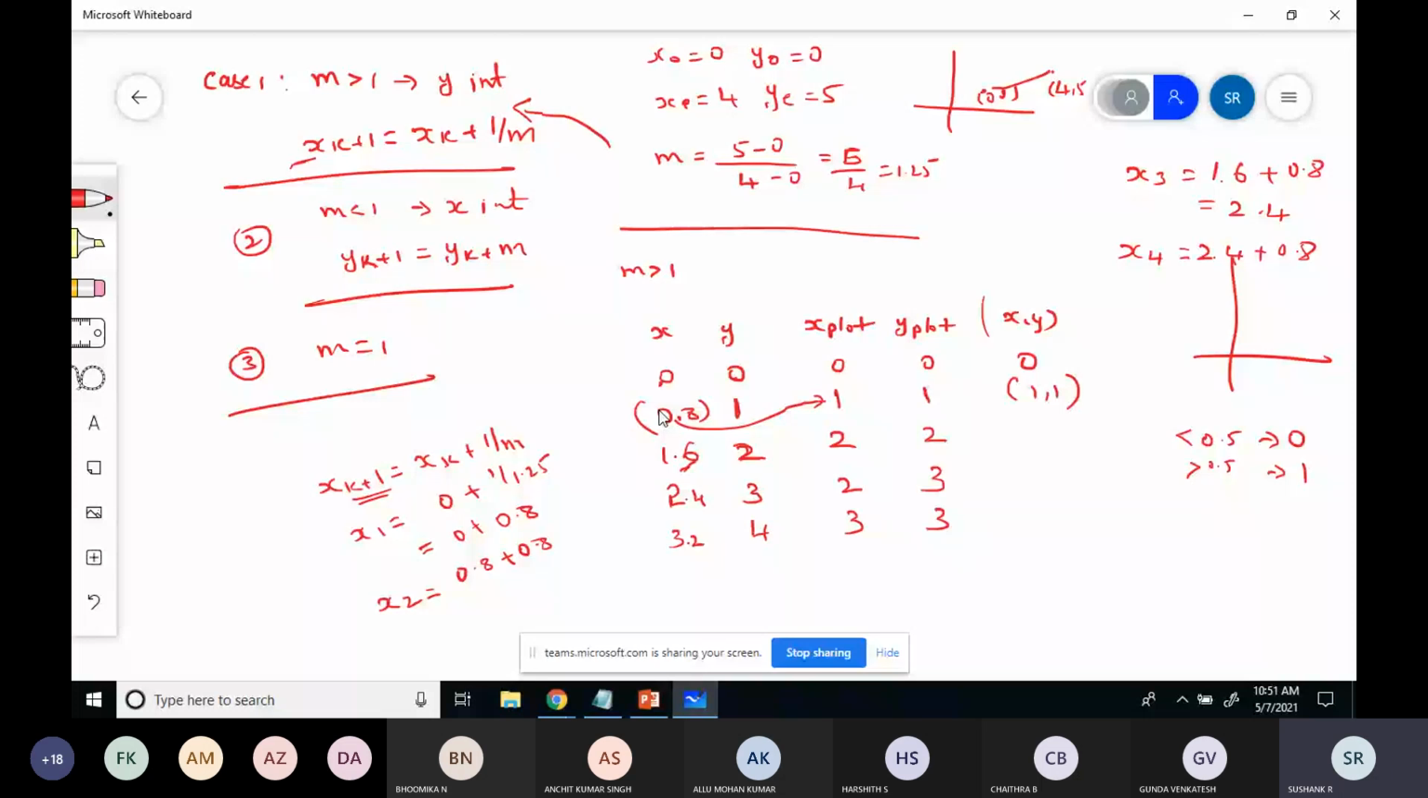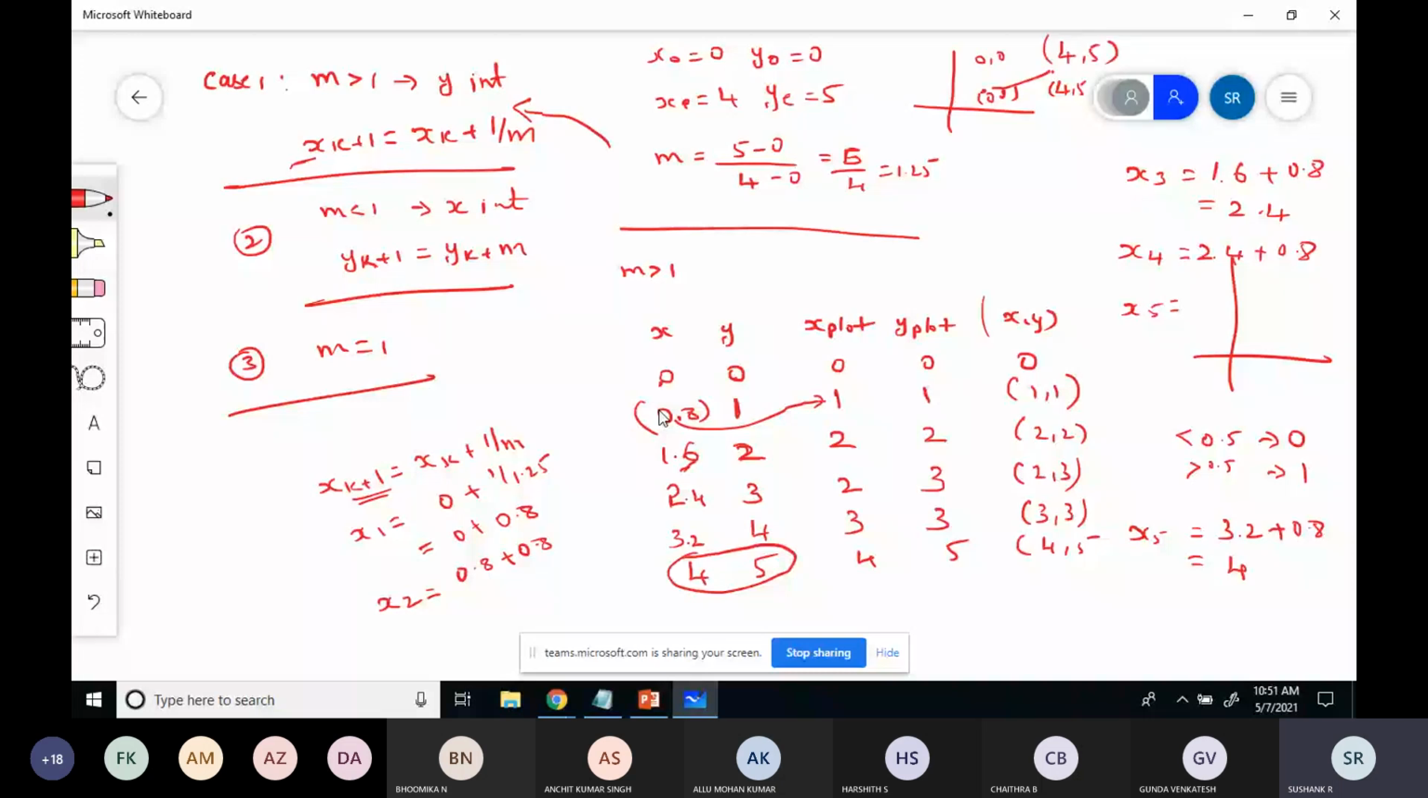After that, x5. What is the previous value of x? The previous value of x is 3.2 plus the slope value 0.8, so it will be 4. So 4, 5. The plot will be 4, 5. So these are the points on the screen: 2, 3, 3, 4, 5. Once we reach the final points, because the initial position was 0, 0 and the final position was 4, 5, we will stop plotting.